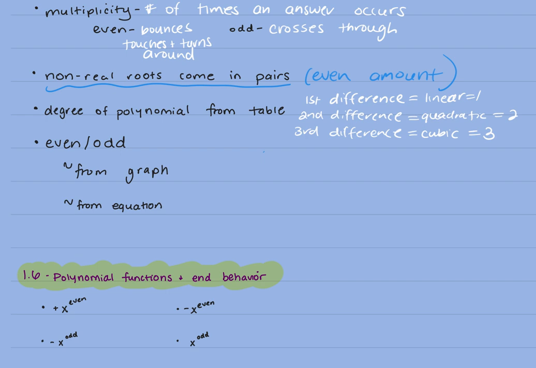1.5 had even and odd. So even from a graph is symmetric to the y-axis, something like a parabola or an absolute value. Those are even. And then origin symmetry would be odd, so something like the cubic function or the cube root function.